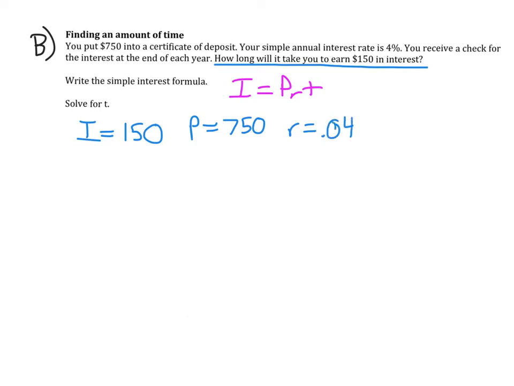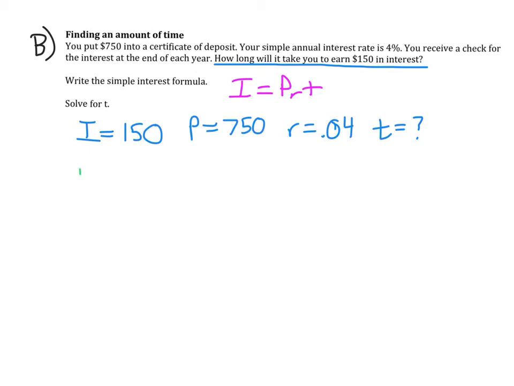is our rate. Now, we are looking for the time t. It says how long will it take. So that is actually what we do not know. So we have our four variables here, I, P, R, T, and we can just substitute them.